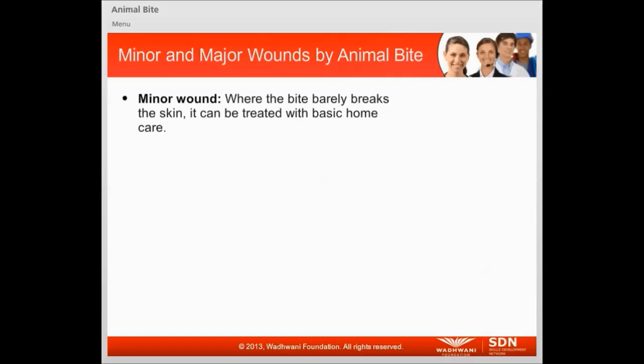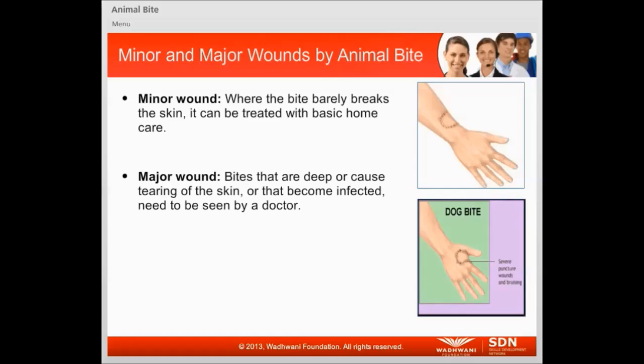Let us see the difference between minor and major wounds by an animal bite. Minor wound: where the bite barely breaks the skin, it can be treated with some basic home care. Major wound: bites that are deep or cause tearing of the skin or that become infected need to be seen by a doctor.